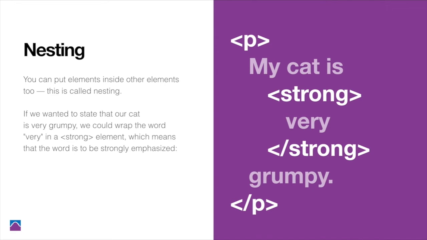You can also nest them. So you can put elements inside other elements. This is called nesting. If we want to state that our cat is very grumpy, we could wrap the word very in a strong element, which means that the word is to be strongly emphasized. Bold. Exactly.